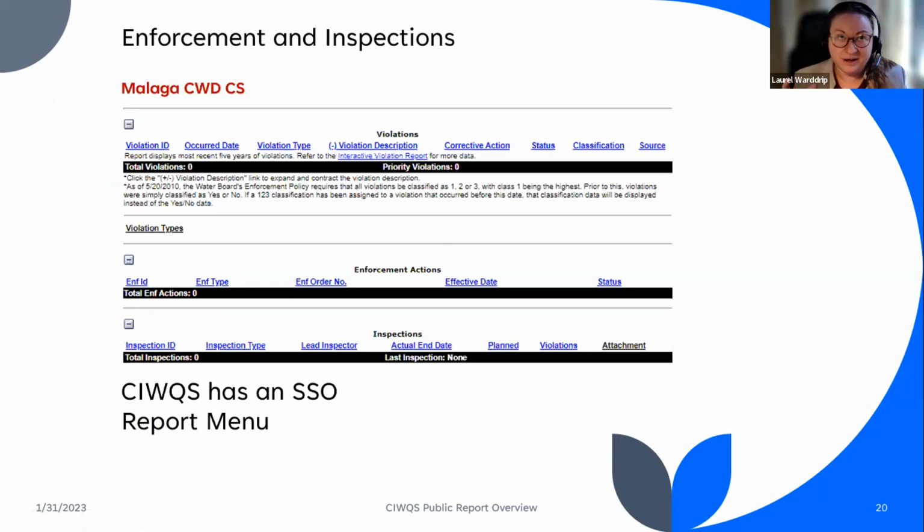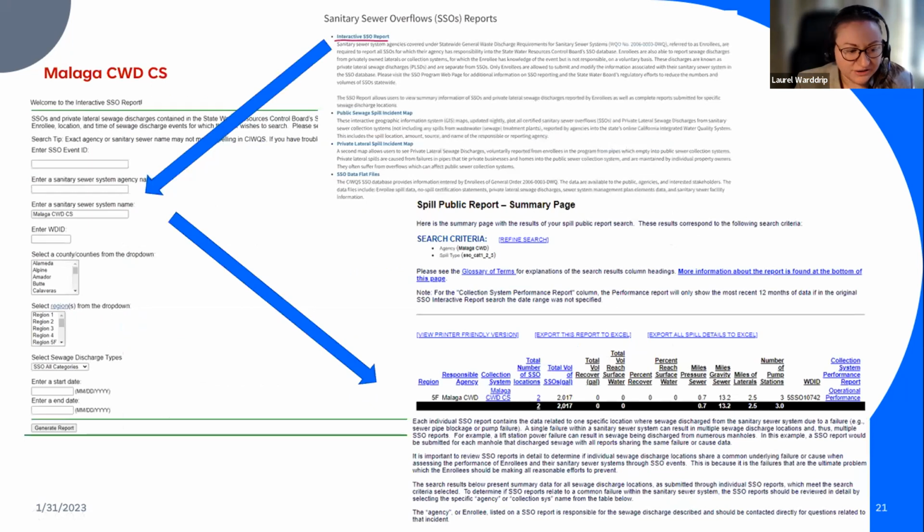So you have to know where information is stored in CWIC so that you don't come away with the impression that there's nothing related to this facility. It's just not in this report. So what do we do? We're going to go to a different report. What you'd do is go back to the CWIC's public report homepage and click on the interactive SSO report. And it'll open a very similar search to the facility at a glance.